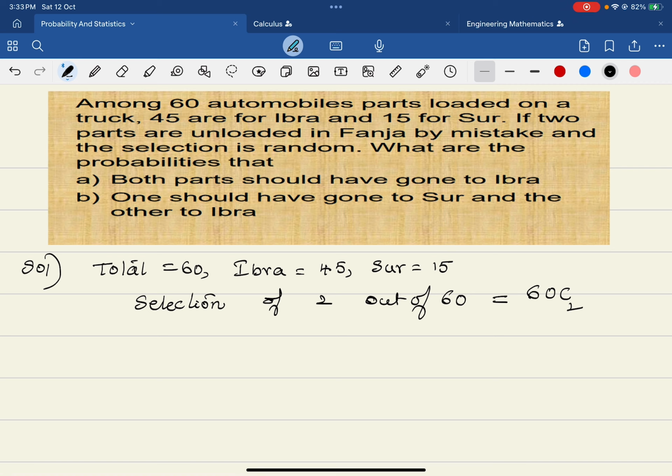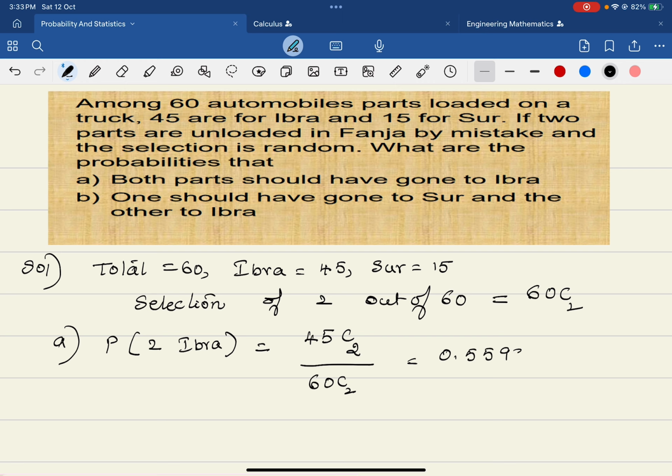Now, coming to it, what is the probability that both the parts should have gone to Ibra? So that means the probability that all the 2 go to Ibra. Now you are going to select totally how many? 2. Correct? So 2 Ibra. So that means these parts are given by Ibra. How many are going? 45 actually. Out of 45, you have to select 2. So both the 2, this one. So now this over the total number of ways is 60C2. So that means it is 0.5593. That is the answer for this.